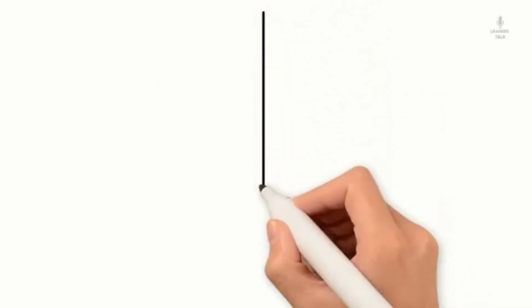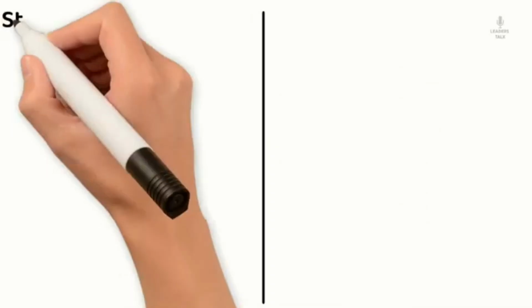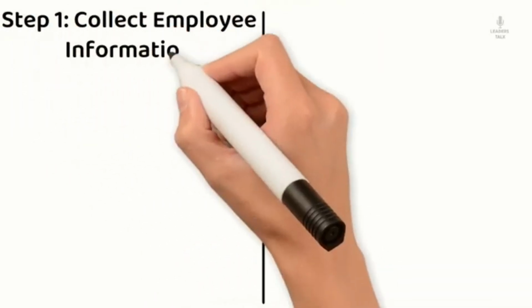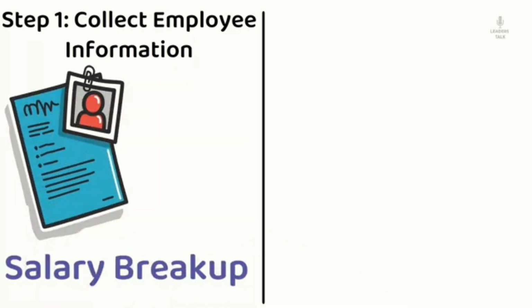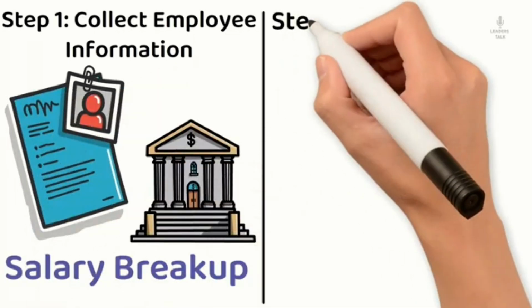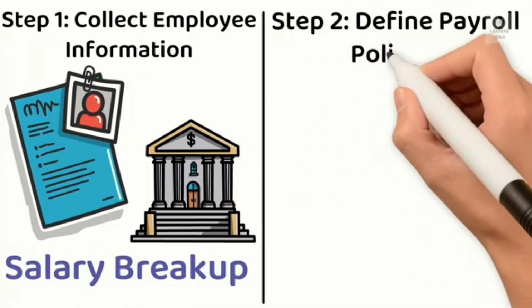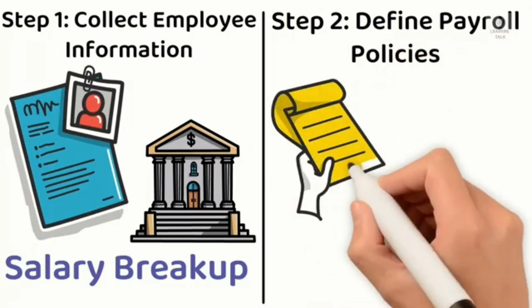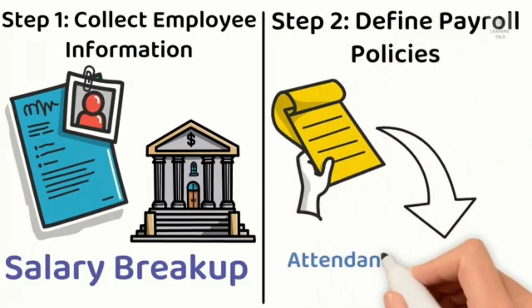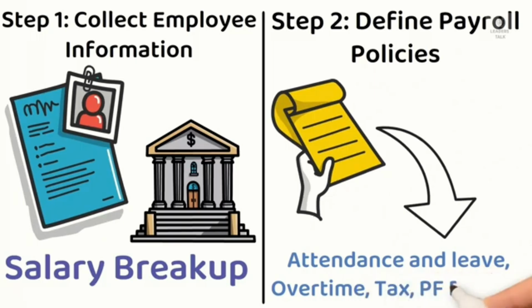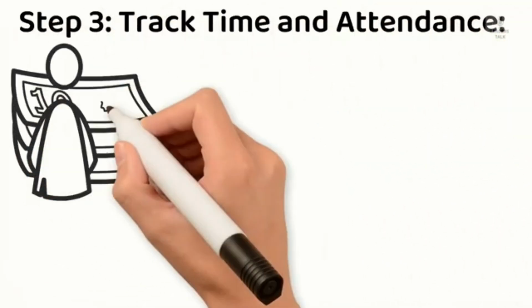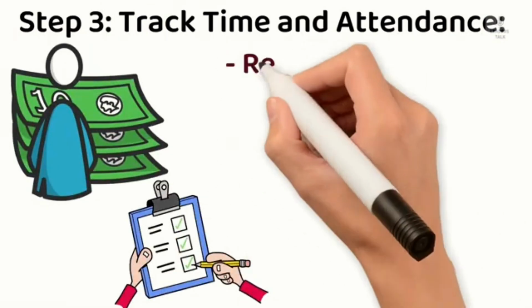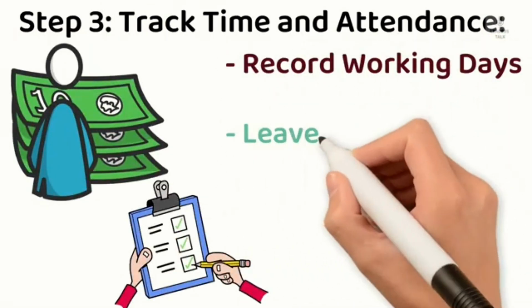Steps in the payroll process. Let's dive into the 8 essential steps in the payroll process. Step 1, collect employee information: employee personal details, salary breakup, and bank account details. Step 2, define payroll policies. Create or review policies related to attendance and leave, overtime, tax, and PF policies. Step 3, track time and attendance. Integrate your payroll with attendance systems. Record working days, leaves, late marks.